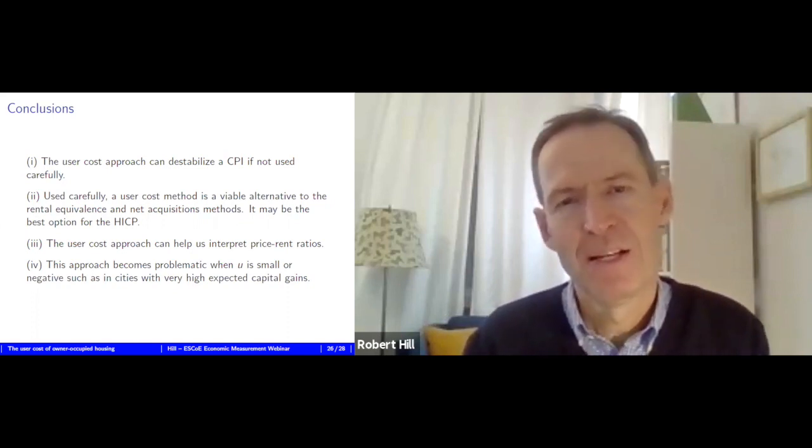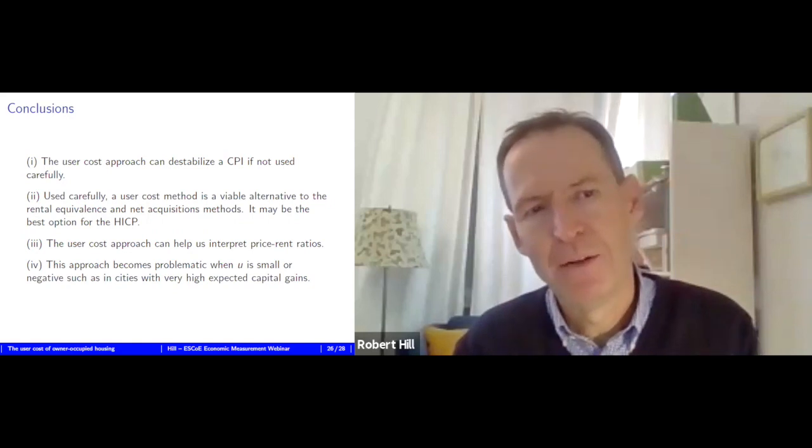The expenditure share on owner-occupied housing will be higher if you do it using this kind of user cost method we're suggesting. Our sense is that by throwing out land, you're getting an expenditure share that's too low if you do a net acquisitions approach.